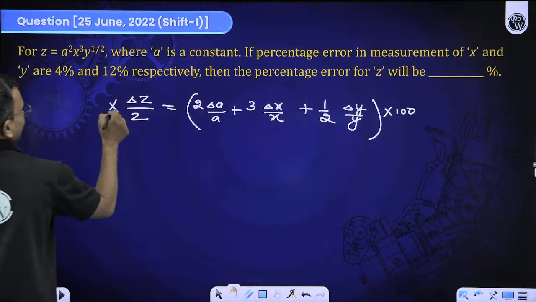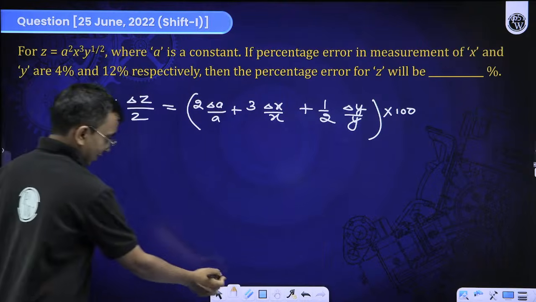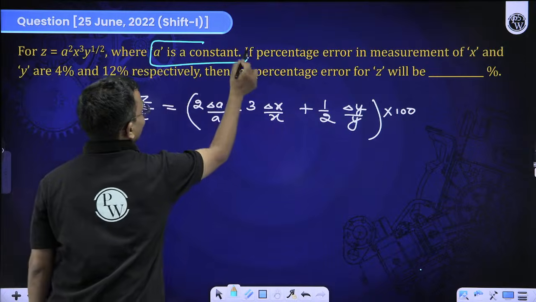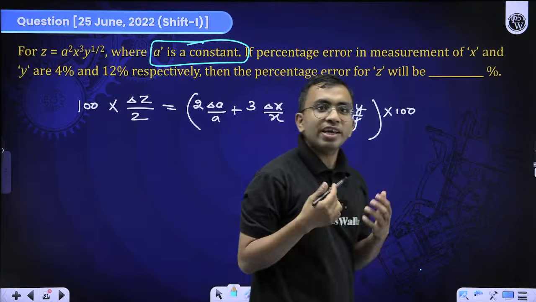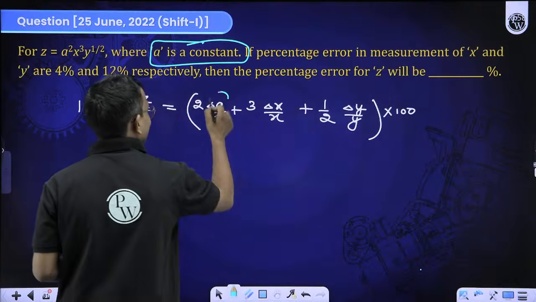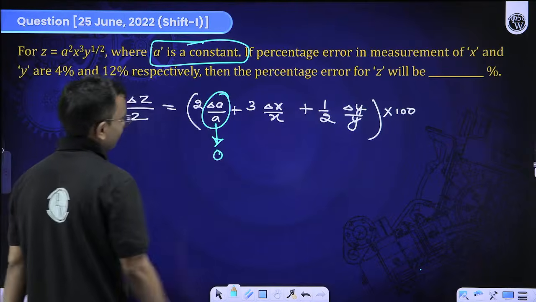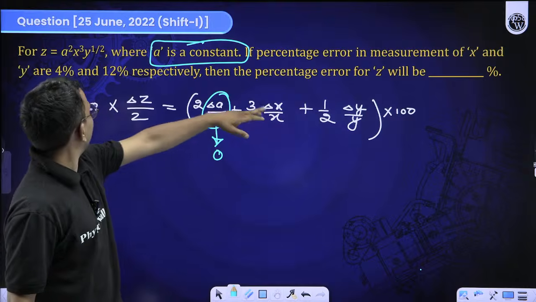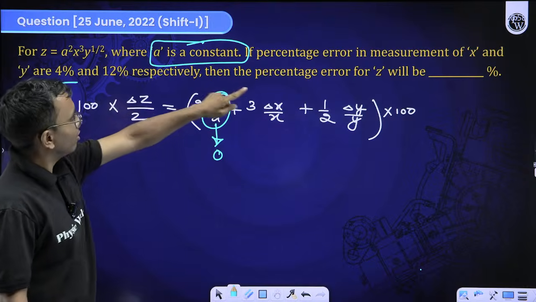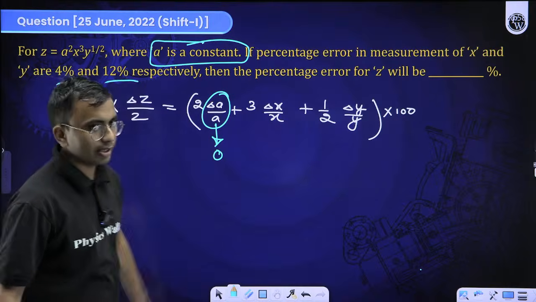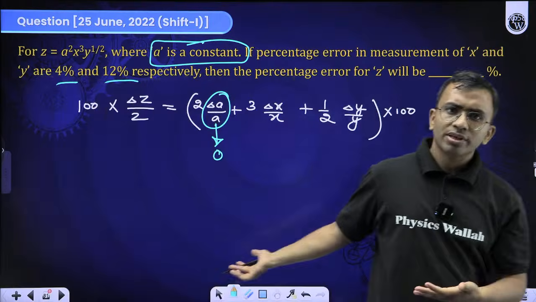Multiply with 100. Now one important thing here is this: A is a constant. If A is a constant, delta A will be 0. Change in A will be 0. Because A is a constant, this is 0. Delta X by X into 100 is 4, error in X. Delta Y by Y into 100 is 12, error in Y. That is 12%. Put the values, you'll get the answer.